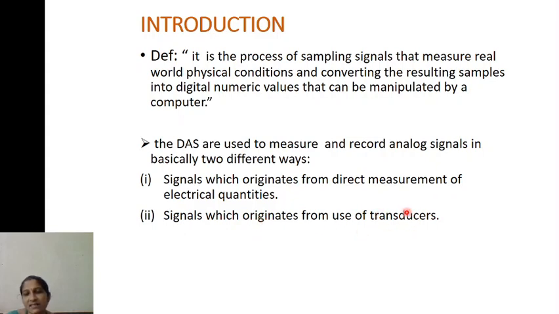That means physical quantities other than electrical signals are converted into electrical signals, and those electrical signals can also be used to measure and record the analog signals. So this is nothing but the DAS. Either an electrical signal of direct measurement can be used, or any other physical signal can be used, such as speed, angular position, or footstep speed. Any type of signal can be used here.